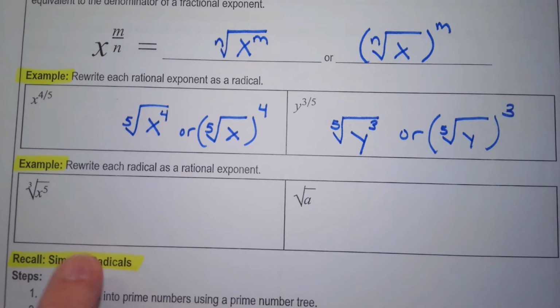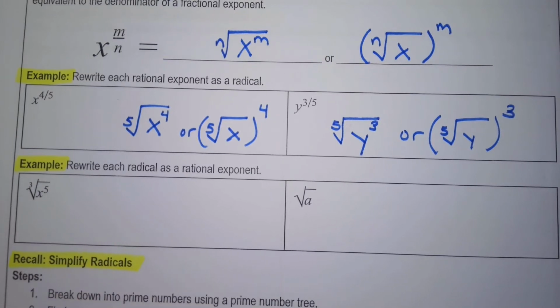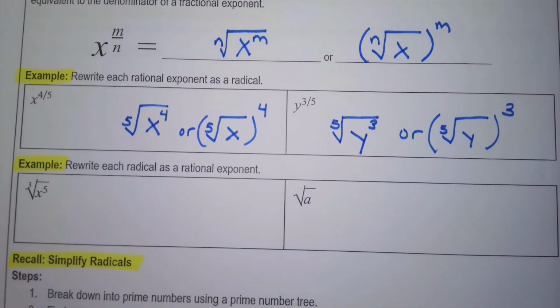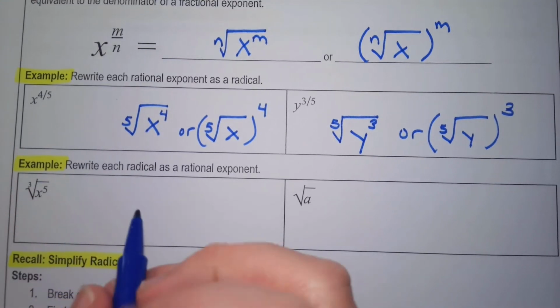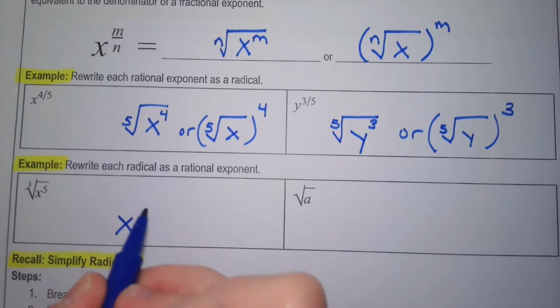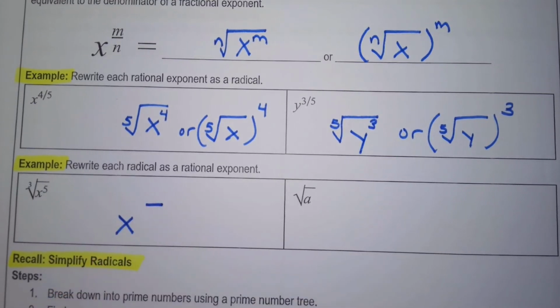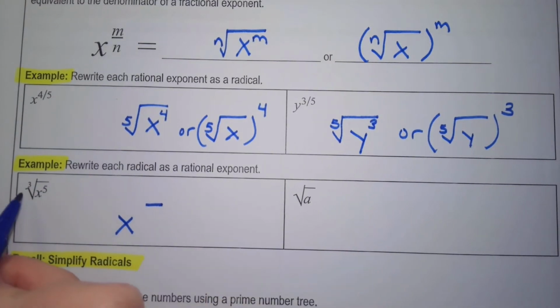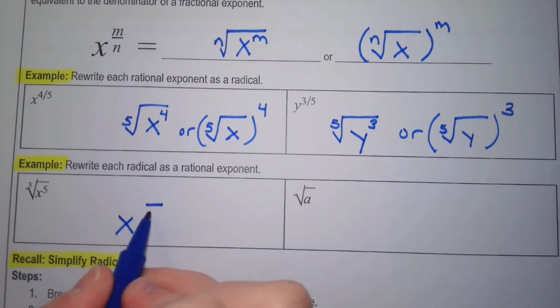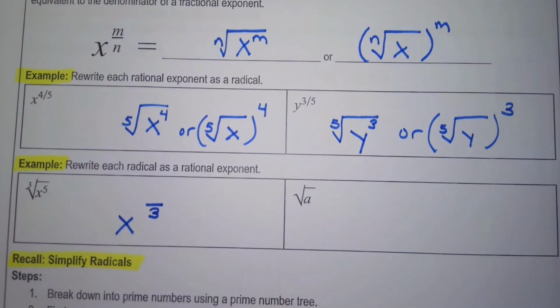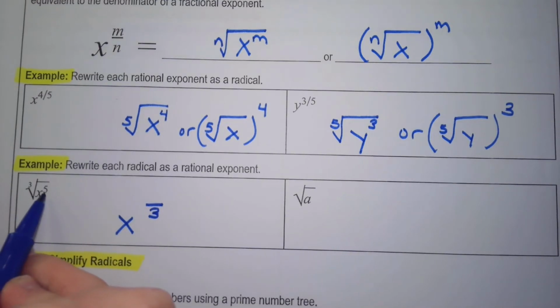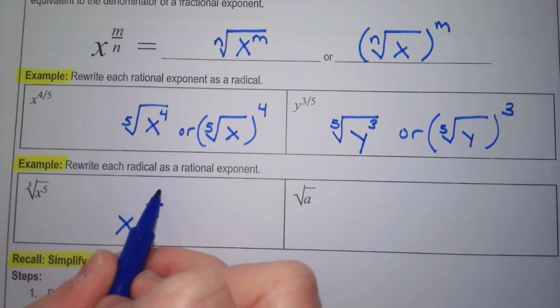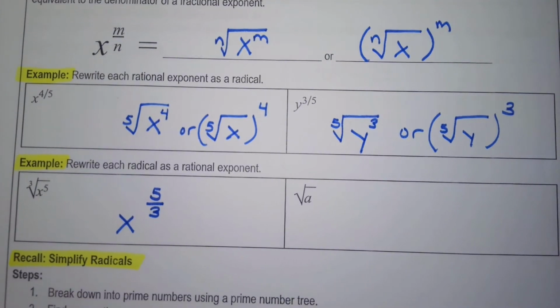Our next two examples are going from radical to rational exponent. So this one we start with the base. Here we have the third root of x to the 5th. So my base is x. Then I know it's going to be a fraction, so I'm going to put my fraction bar. Remember, the bottom of your fraction is the index number. So my index number is 3, so the bottom of my fraction is 3. And then attached to my x is 5, that is my numerator. So my rational exponent is x to the 5/3.